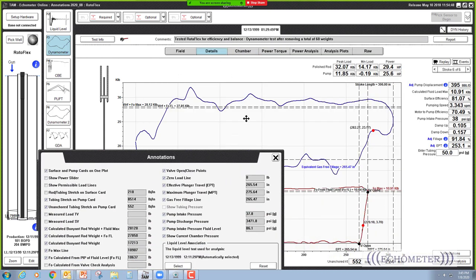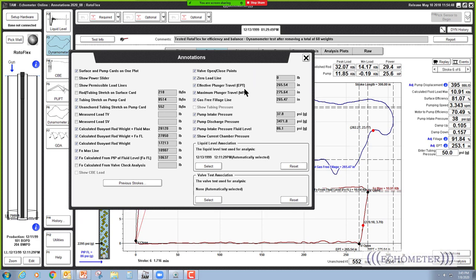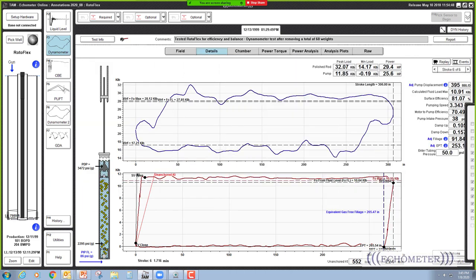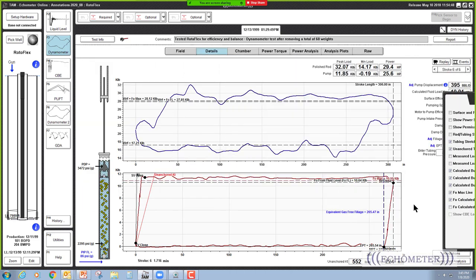When I look at the surface card and the pump card, I typically don't like to put them on separate plots. So I almost always check that box at the beginning. But one of the disadvantages or advantages of making it on the same plot: if you make a separate plot for the pump card and the surface card, you fill up the whole screen with only the pump card at the bottom. You fill up the whole screen with the surface card at the top.